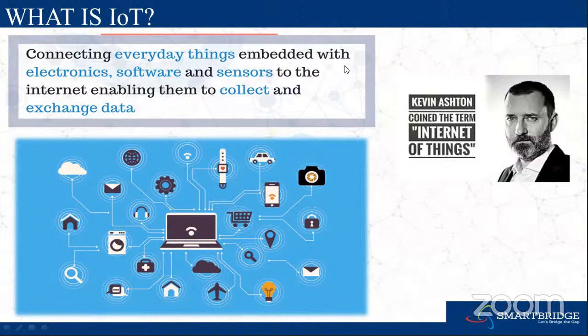Now, who termed Internet of Things? A person called Kevin Ashton termed it. The person you can see on your slide is Mr. Kevin Ashton. He is the person who coined the term Internet of Things.